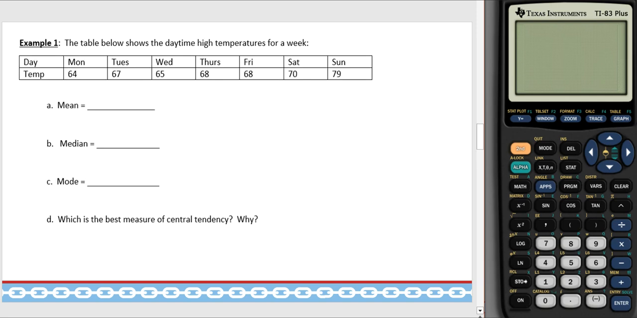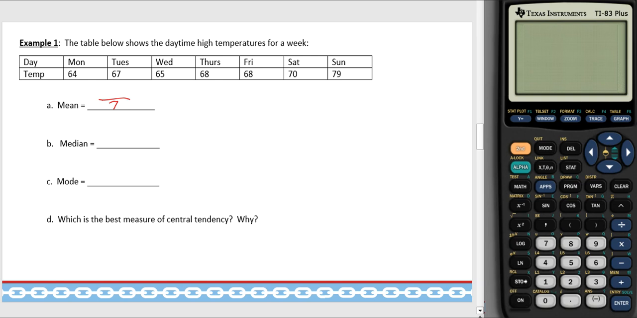So looking at this example here, the table below shows daytime high temperatures for a week. So looking at the data, it's fairly close together, right? Our low value is 64, our high value is 79. None of the data seems to be outlandishly high or low, so there will be no outliers in this data. So to find the mean, we will add the data and then divide by how many numbers there are, right? So there are 7 values there.